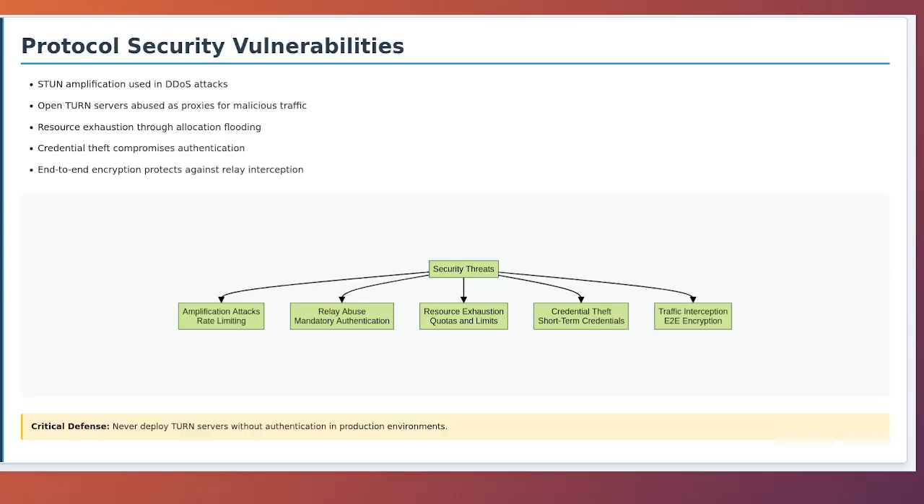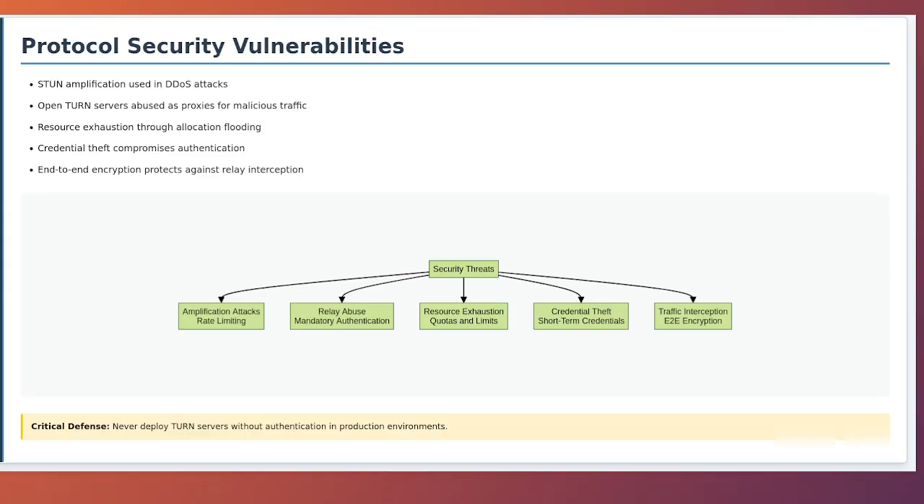STUN amplification attacks exploit the fact that STUN responses can be larger than requests. An attacker sends a small STUN request with a spoofed source IP address, making it appear to come from the victim's address. The STUN server, seeing what it believes is a legitimate request from the victim, sends its response to the victim. If the response is larger than the request, the attacker has amplified their traffic.